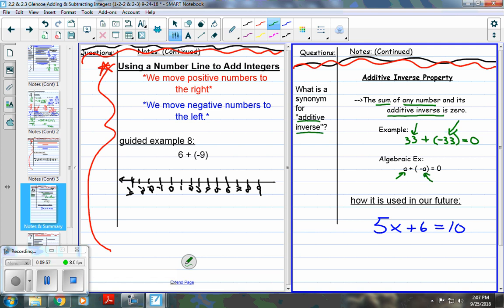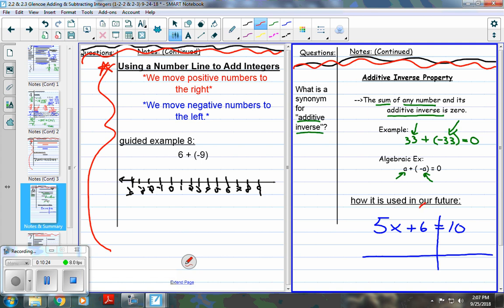And really, this property that I'm teaching here doesn't make sense until you apply it into our future problems. So that's why I have how it's used in our future. I'm actually not going to solve this equation out. I'm just going to show how we use the additive inverse. So how we're going to get variables by themselves is we're going to have to use additive inverses or multiplicative inverses to get numbers and variables from the left over to the right of an equal sign, or from the right of an equal sign over to the left.